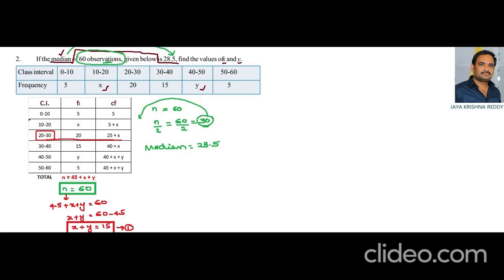So in this class the lower limit value is 20, L equals 20, and frequency f is 20, and the CF preceding the median class is 5 plus x. So CF should be taken as 5 plus x, and the height of the class interval, 20 to 30, the difference is 10. Now we have to substitute these values in the formula.